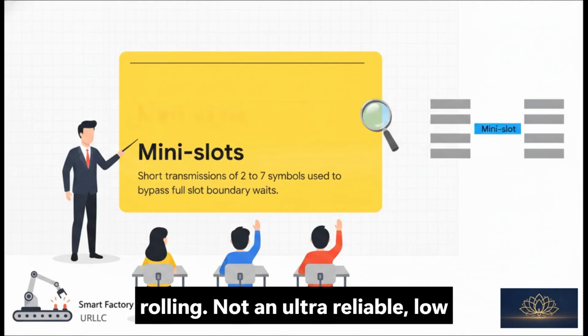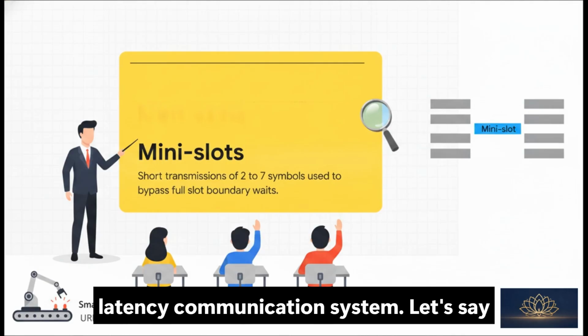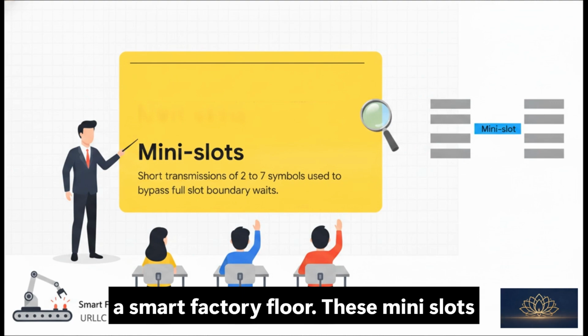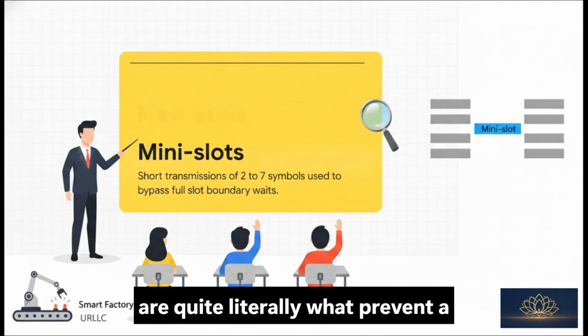If you are rolling out an ultra-reliable low-latency communication system, let's say you're guiding high-speed robotic arms on a smart factory floor, these mini slots are quite literally what prevent a catastrophic collision.